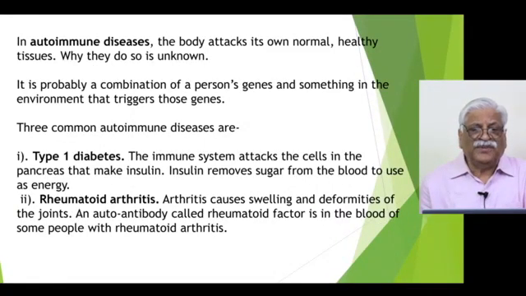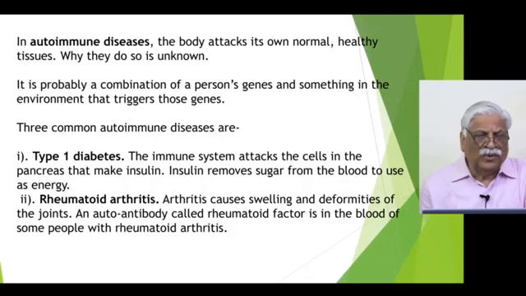In autoimmune diseases, the body attacks its own normal healthy tissues, as I already said, but why they do so is still unknown. It is probably a combination of a person's genes and something in the environment that triggers those genes. Three common autoimmune diseases are, first, type 1 diabetes, where the immune system attacks the cells in the pancreas that make insulin. Insulin removes sugar from the blood to use as energy.